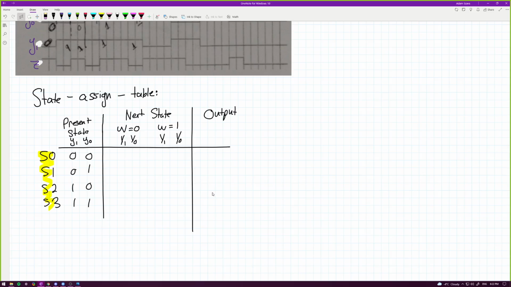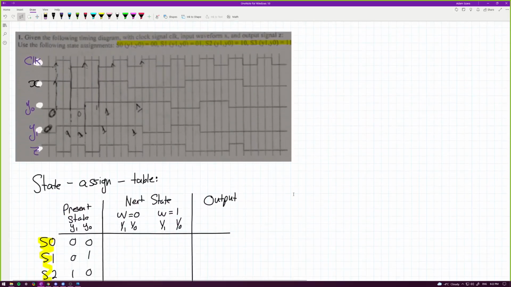From this table, there's probably a way to figure out if it's a Mealy or a Moore machine, by making this table. That's a pretty good way to figure it out. Maybe someone who's really keen can take a look right away. Yeah, go for it. It's a Mealy machine.